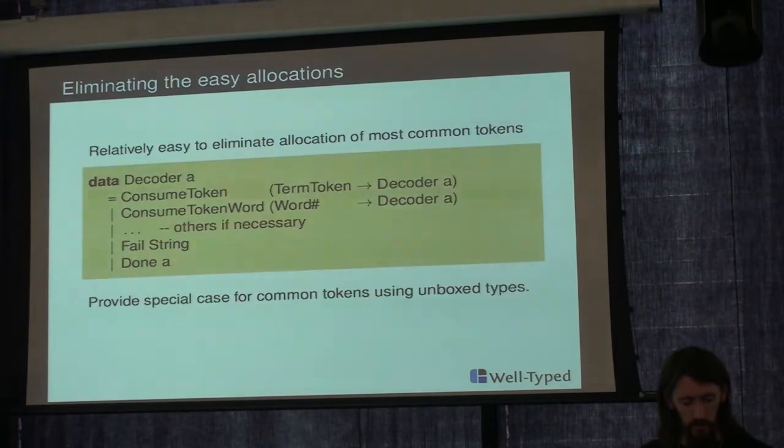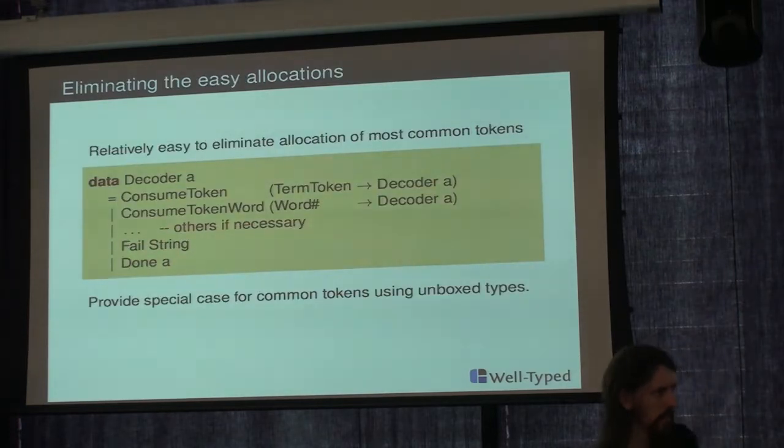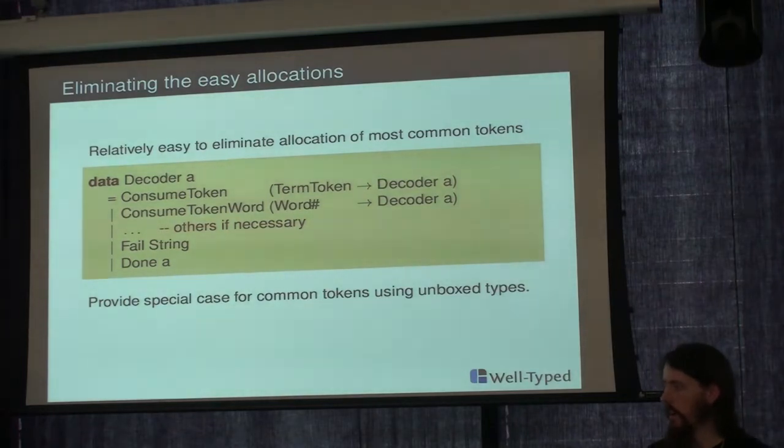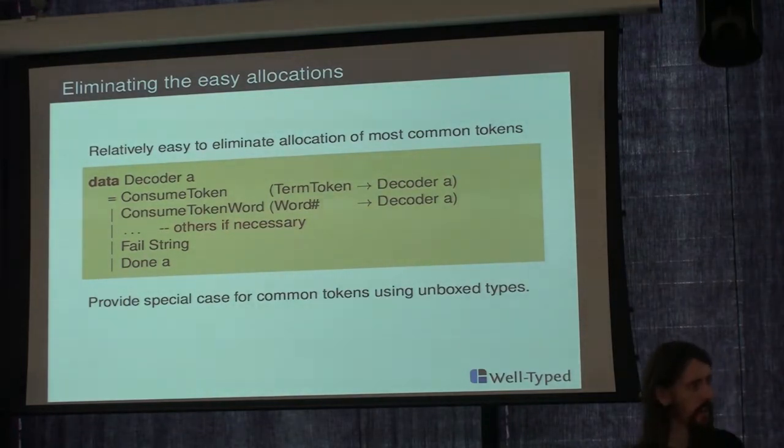Okay, so let's eliminate the easy ones. I said earlier that we were allocating these term tokens. If we just specialize this a few times for the common cases and just pass an unboxed word instead, or an unboxed int, or an unboxed float, double, etc., we can cover all of those cases. There's only a finite number of the primitives, and then things like String and Integer are boxed anyway, so it doesn't matter.